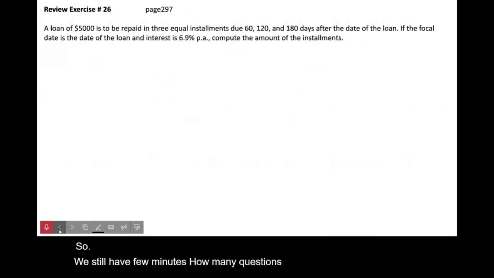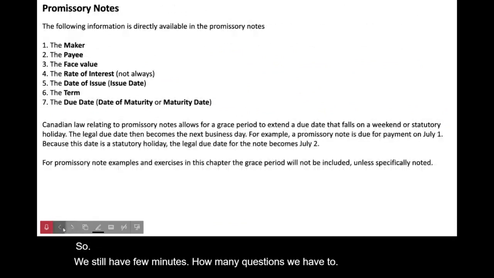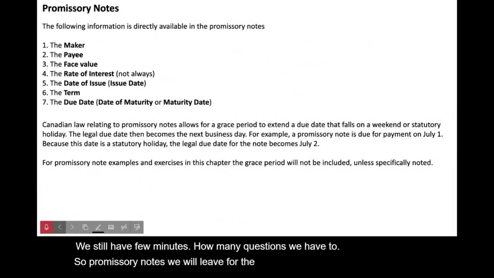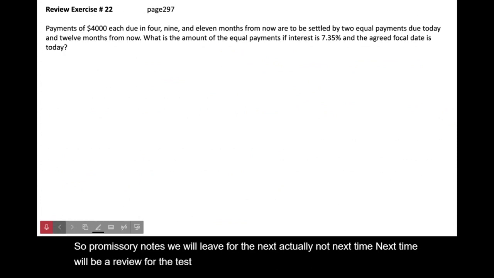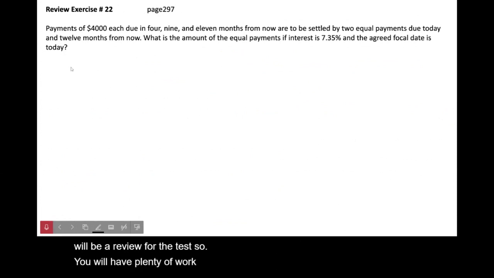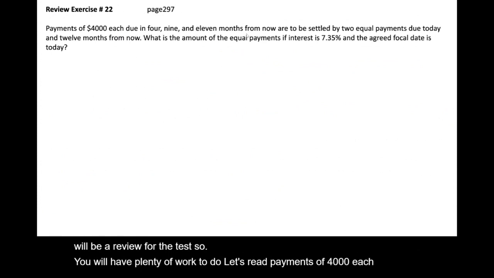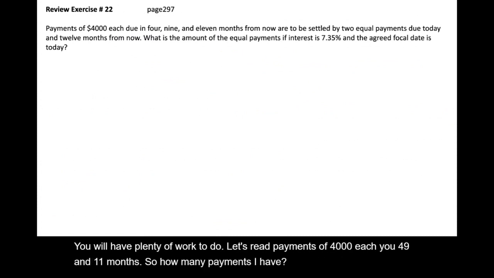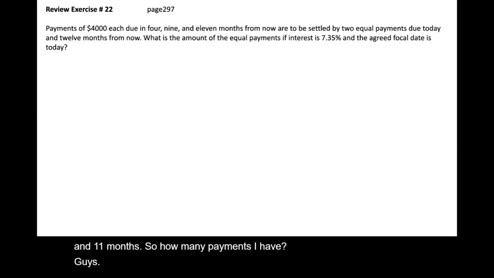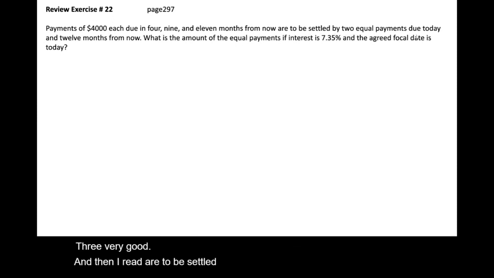How many questions do we have? Two. So promissory notes we will leave for the next time. Actually, not next time. Next time will be a review for the test. So you will have plenty of work to do. Let's read. Payments of $4,000 each, due in 4, 9, and 11 months. So how many payments do I have? Guys, 3. Very good.